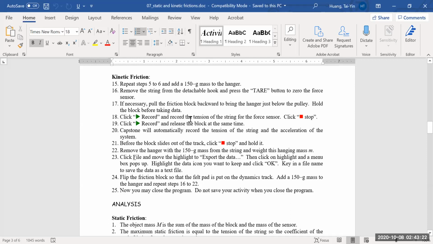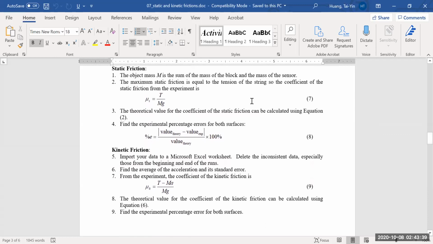So when it's moving, the tension value is going to be modified, because the net force in the string will be modified, because there's a frictional force acting on the system, right? And the equations that I just went over can be found in here.